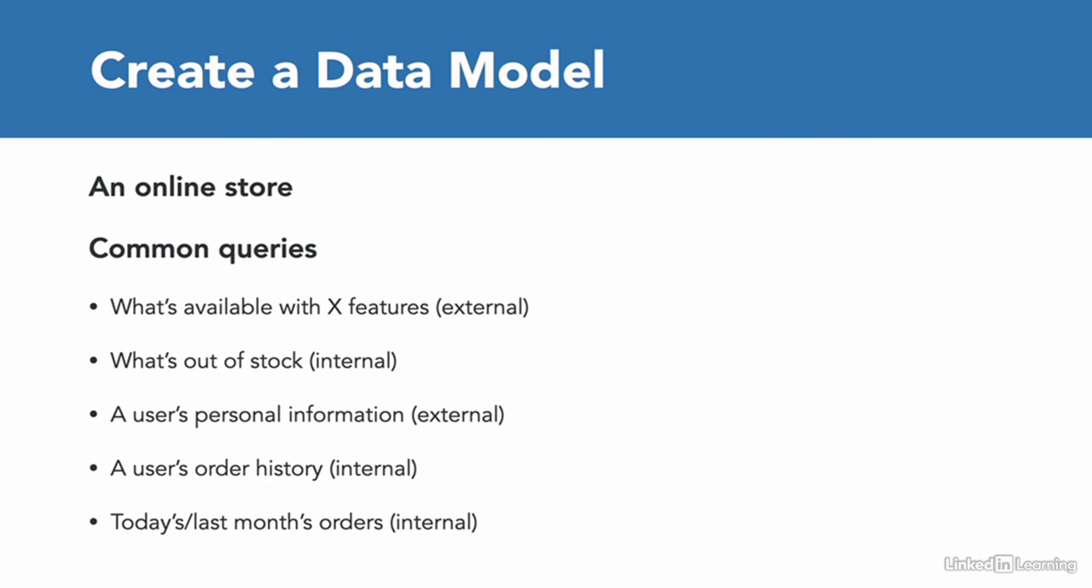All right, so the first thing that I see in this exercise is that it says it's an online store. With an online store, I would expect collections like inventory, orders, and users. Then we move on to common queries. The first one is, what's available with X features? If there is some sort of inventory collection, maybe I should have an index on the features that are available if that's a common query for customers especially.